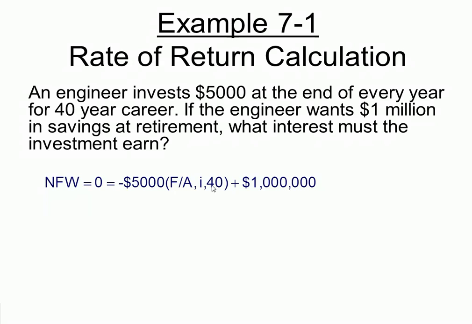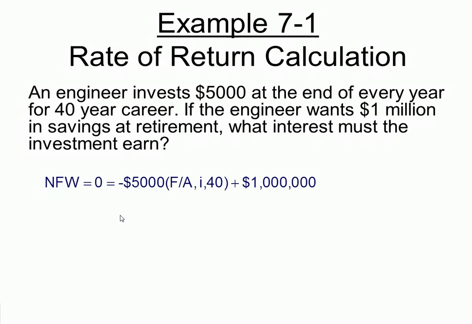We know that we have these payments of 5,000 over 40 years, so this is n equals 40. And then 1 million is at the end of the 40 years, so it's already a future amount. So again, even though we didn't see this equation in the example, it's basically the same thing as if we had a net present worth equal to 0, or net equivalent uniform annual worth equal to 0.